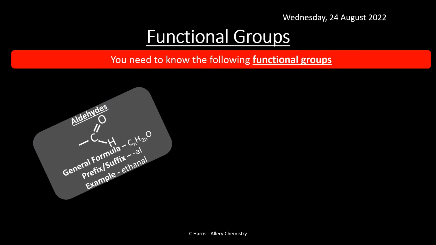Okay, aldehydes. So aldehydes have this double bond carbon, the C double bond O with an H, and they end in -al, so it might be methanal, butanal, propanal, for example, or ethanal is an example there.